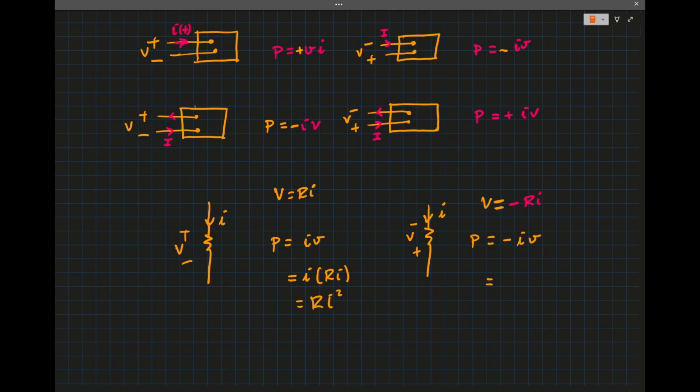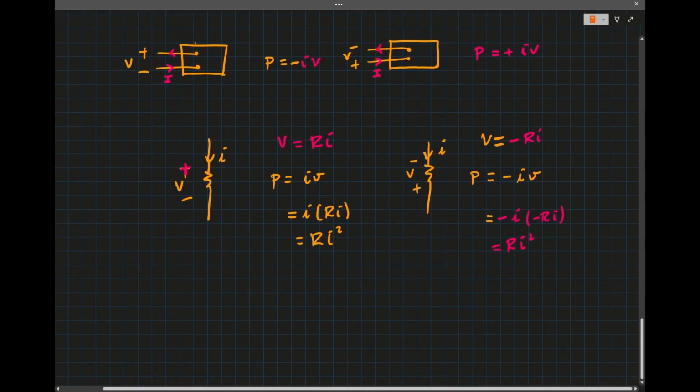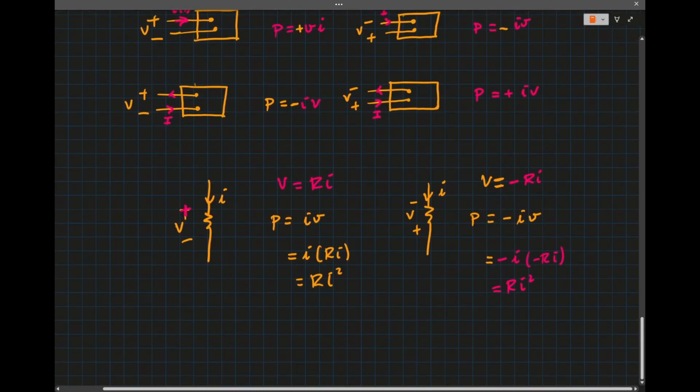Okay, so for this case, V equals Ri, because the current is flowing from plus to minus. But for this one, the voltage is negative Ri. So when I substitute that in this equation, I have minus I times negative Ri, which is I squared R. Okay, I like to emphasize on this.